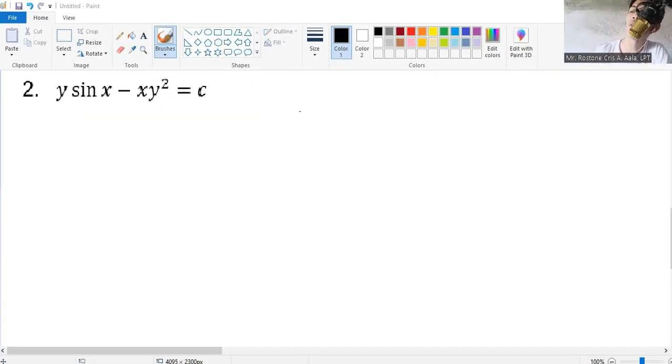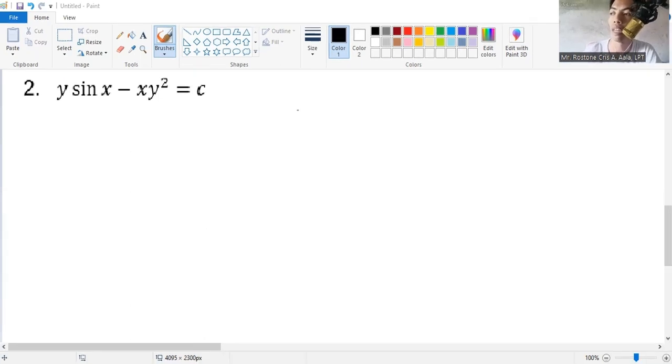Okay, let's now have number 2. The given in number 2 is that we have y sine x minus x y squared is equal to c. So kagaya ng number 1, pwede natin itong gamitan ng implicit differentiation wherein we are differentiating with variables x and y simultaneously. That is yung x natin ang independent variable at ang y natin ang dependent variable. So for us to eliminate the constant c.